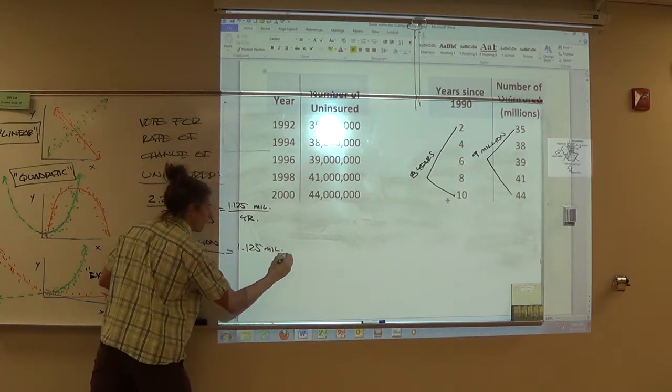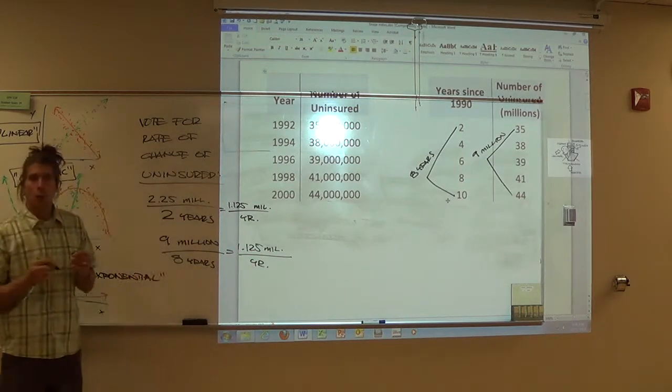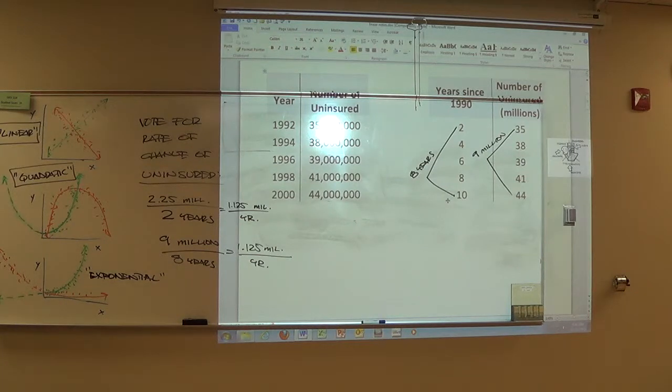1.125 million per year. You could also break them into 4-year increments. It doesn't matter how you break them up. It matters not at all how you break them up, because we're assuming the data is what? Linear.